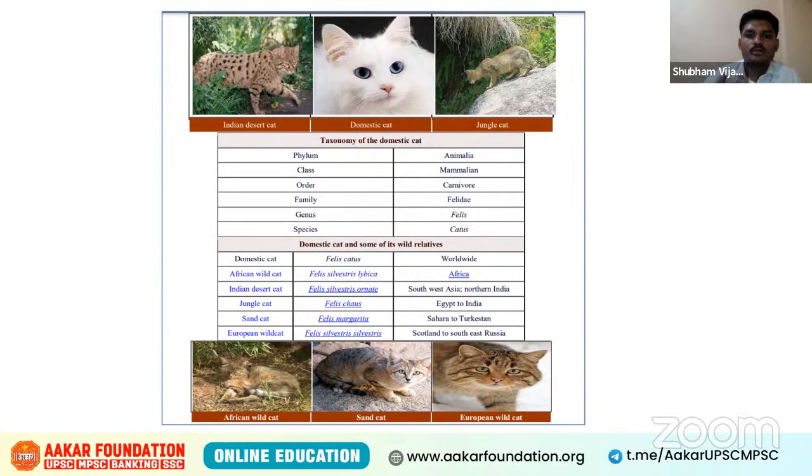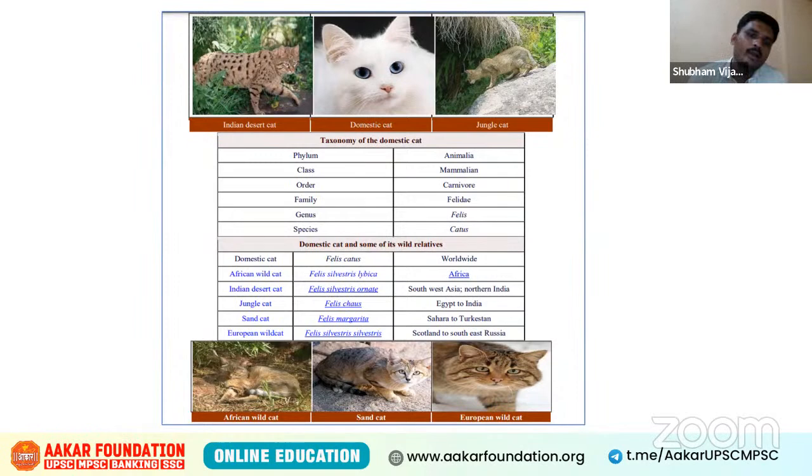But taxonomy, if we take that of domestic cats, then their phylum is Animalia and class is Mammalia. Order is Carnivora, family is Felidae, genus is Felis, species is catus. Felis catus is used particularly for these domestic cats. Phylum Animalia, class Mammalia, order Carnivora, family Felidae, genus Felis, species catus, in domestic cats, and some of its wild relatives are there.